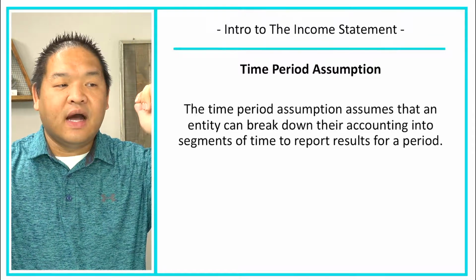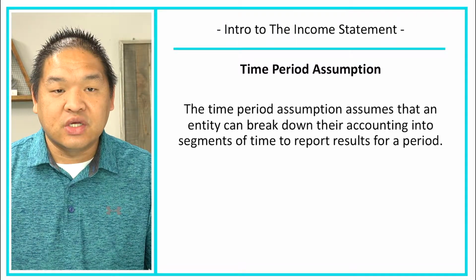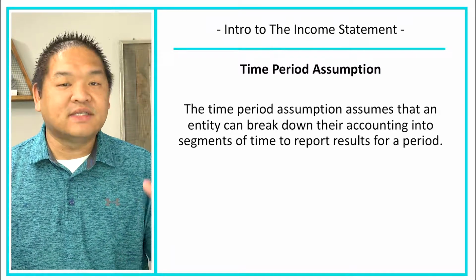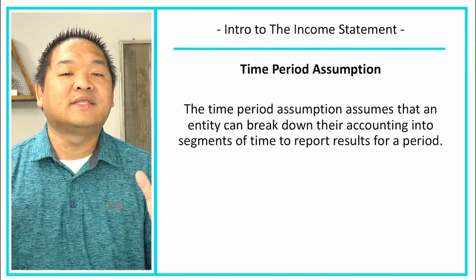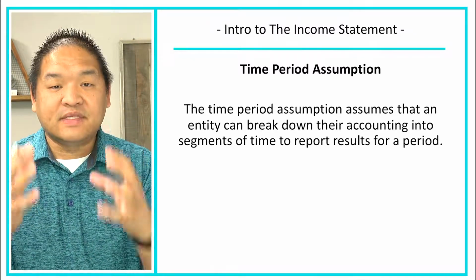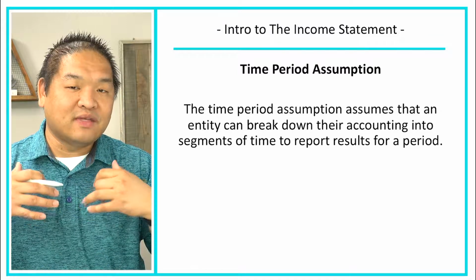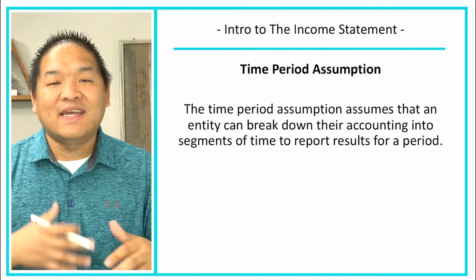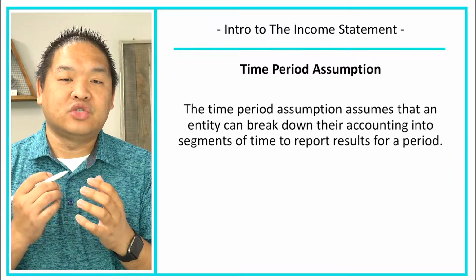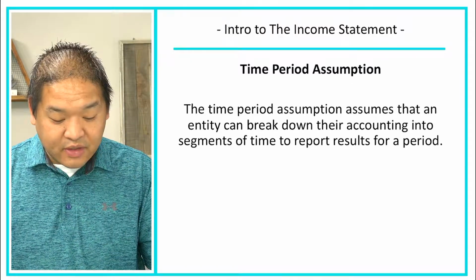We can actually put dividers in the accounting of an organization based on years. And so when we do that, we have all of the expenses and all the revenues that the company has incurred during the year in that income statement. So the time period assumption tells us that it is assumed that we can divide a company's financials into different time periods as necessary to be able to show a proper income statement. Okay, so that's what the time period assumption is.